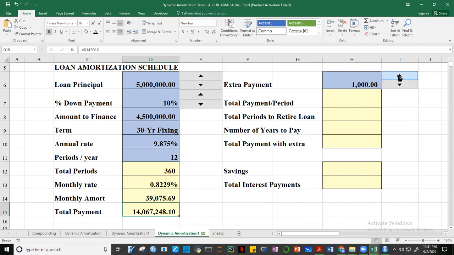Okay, so if we have an extra payment every month of 1,000, then our total payment per period will be the monthly amortization plus the extra payment. So that will be 40,075. Since we now technically have a new annuity, a new amortization, the total periods to retire the 4.5 million loan should be lower than 360 because we're paying more every month. So we can compute for this using NPER.